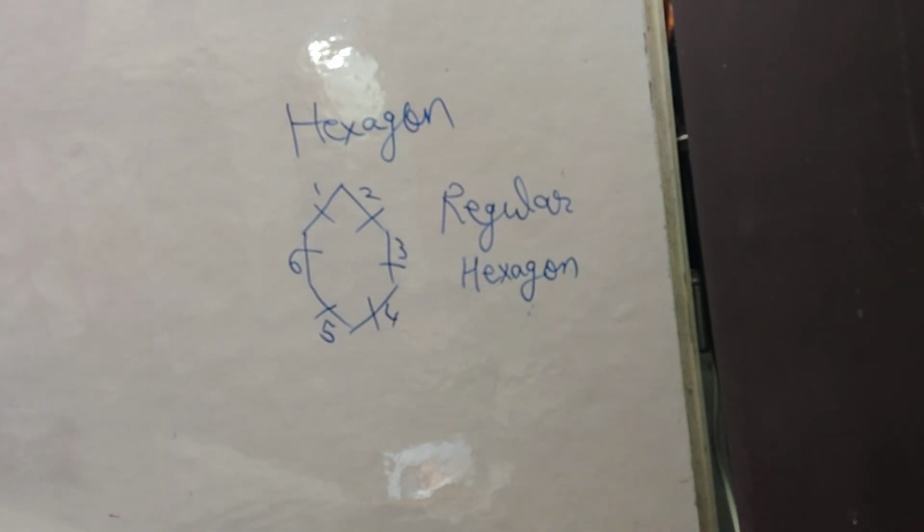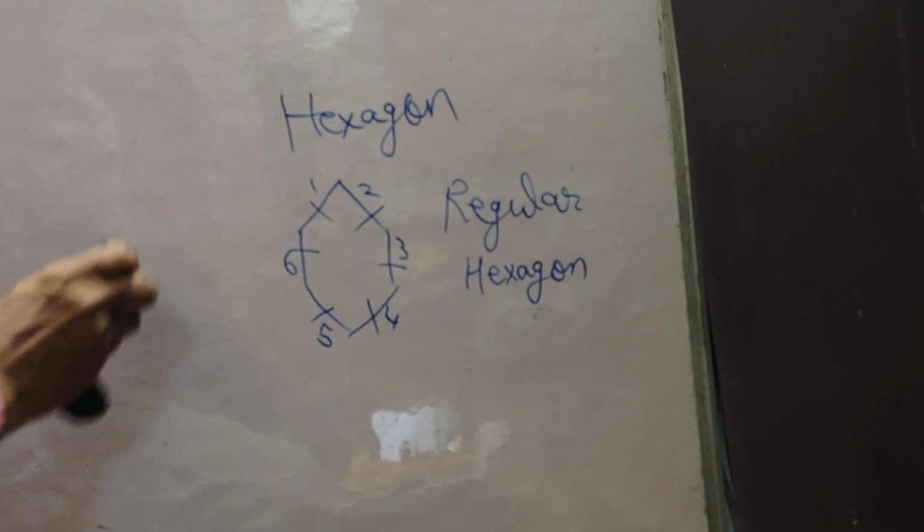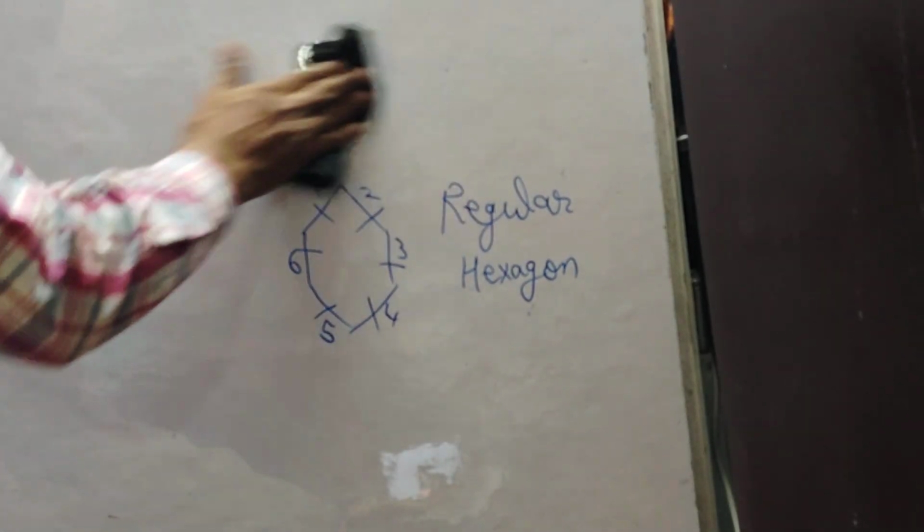Similarly, what do we call a seven-sided figure? Heptagon, or septagon. Eight-sided figure, what do we call an eight-sided figure? That is octagon. Nine-sided figure is nonagon. Ten-sided figure is decagon. Correct.